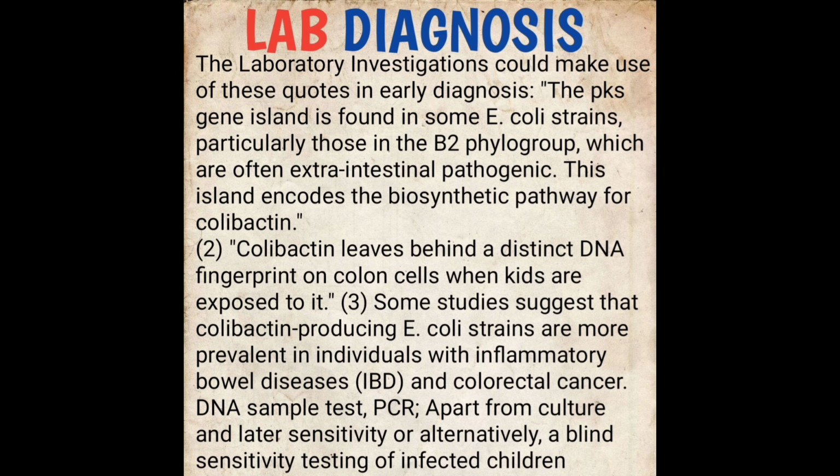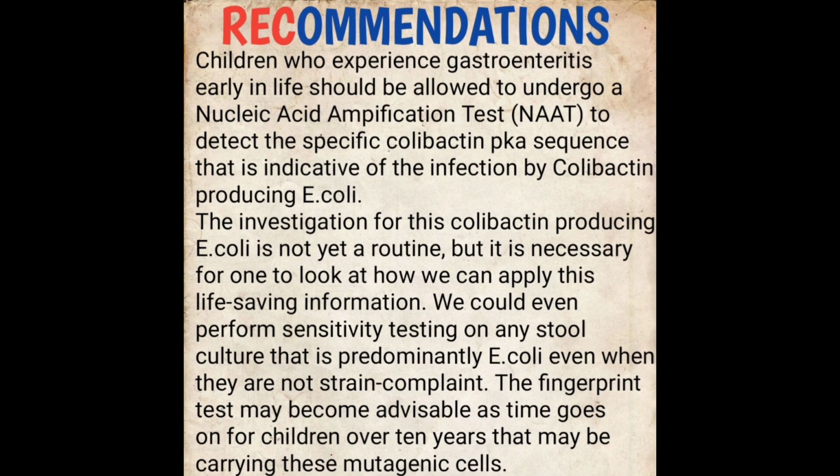And two, colibactin leaves behind a distinct DNA fingerprint on colon cells when kids are exposed to it. So the fingerprints could be discovered using NAAT, that is nucleic acid amplification testing, and the PCR DNA test could also be done. The recommendation, apart from laboratory tests being improved to the standard of being able to identify these colibactin-producing E. coli: children who experience gastroenteritis early in life should undergo a nucleic acid amplification test to detect the specific colibactin pks sequence that is indicative of infection by colibactin-producing E. coli.